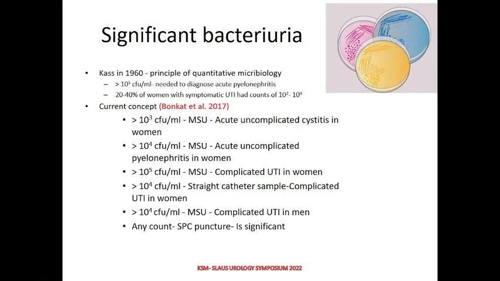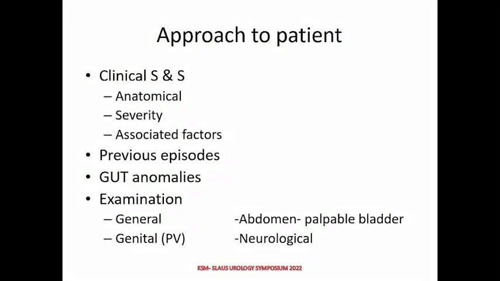In men, UTI is always considered complicated because there is obstruction. There is no uncomplicated UTI in men. So in men, it should be more than 10 to the power of 4. And in a suprapubic puncture sample collection, any count is significant.